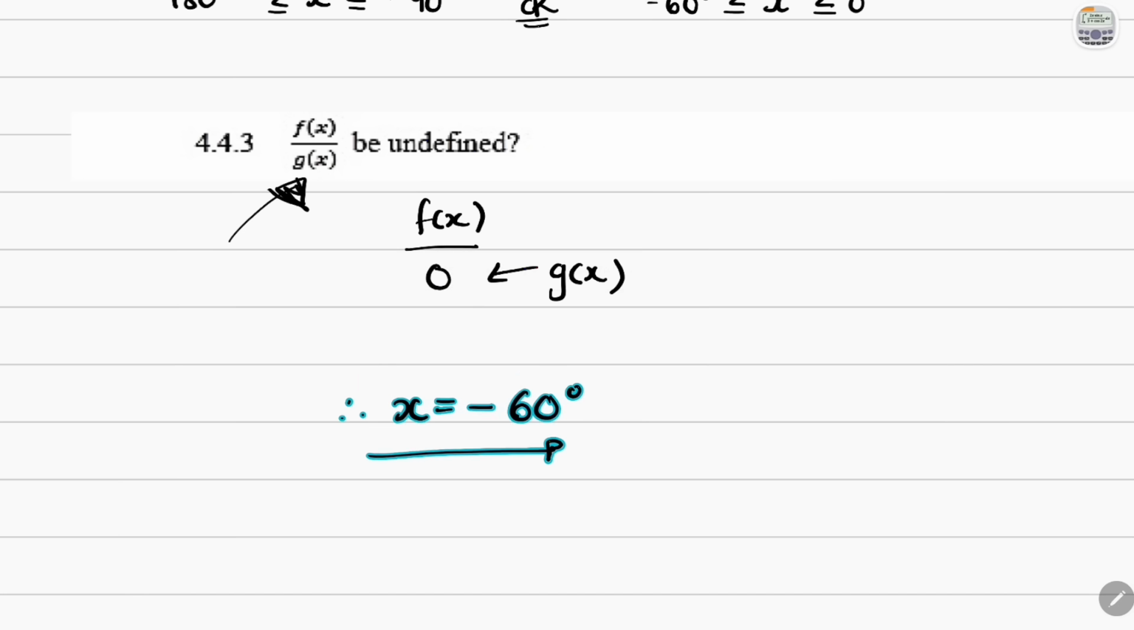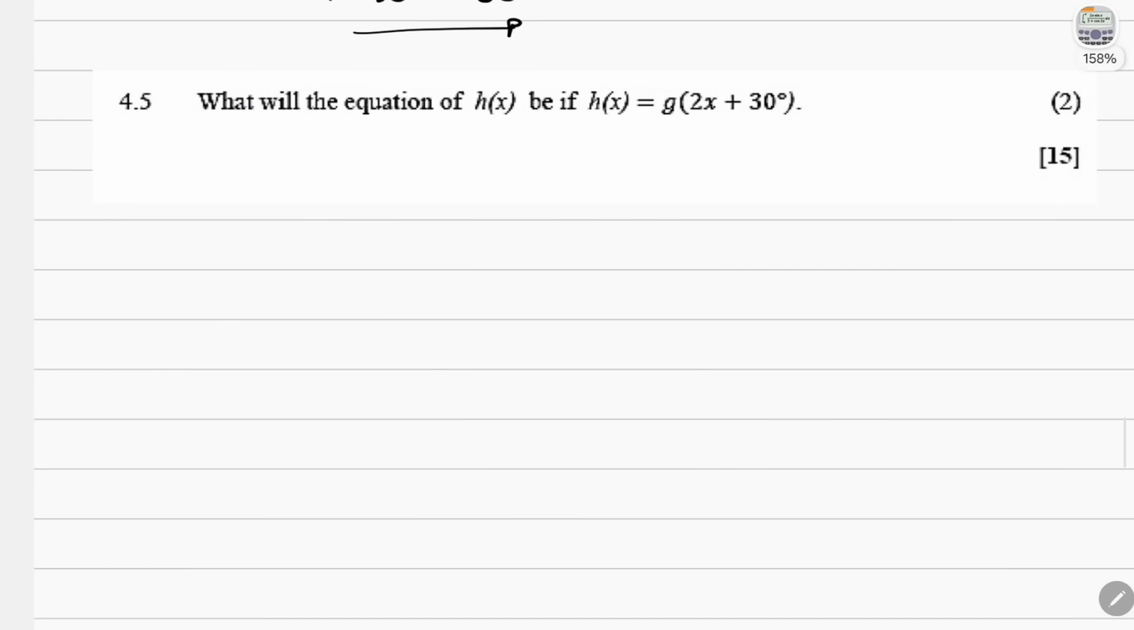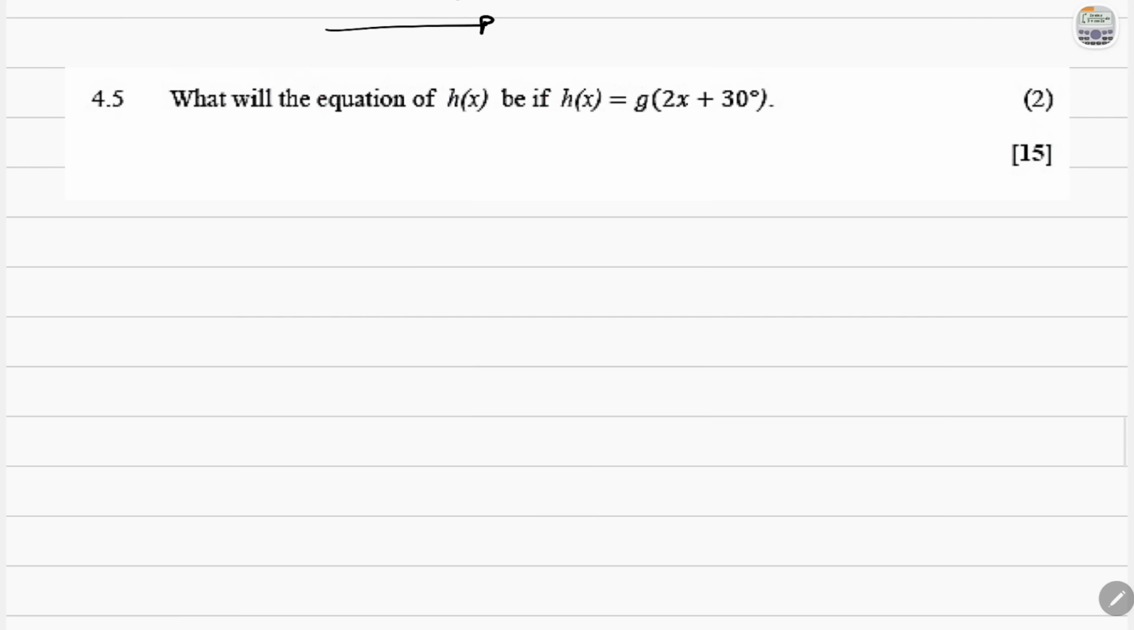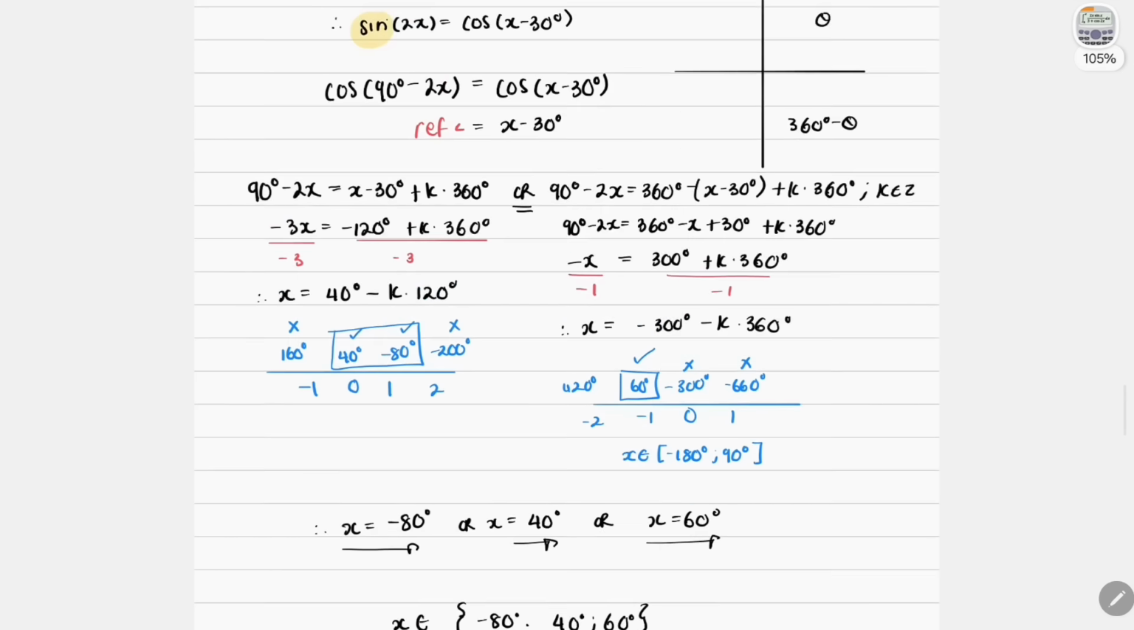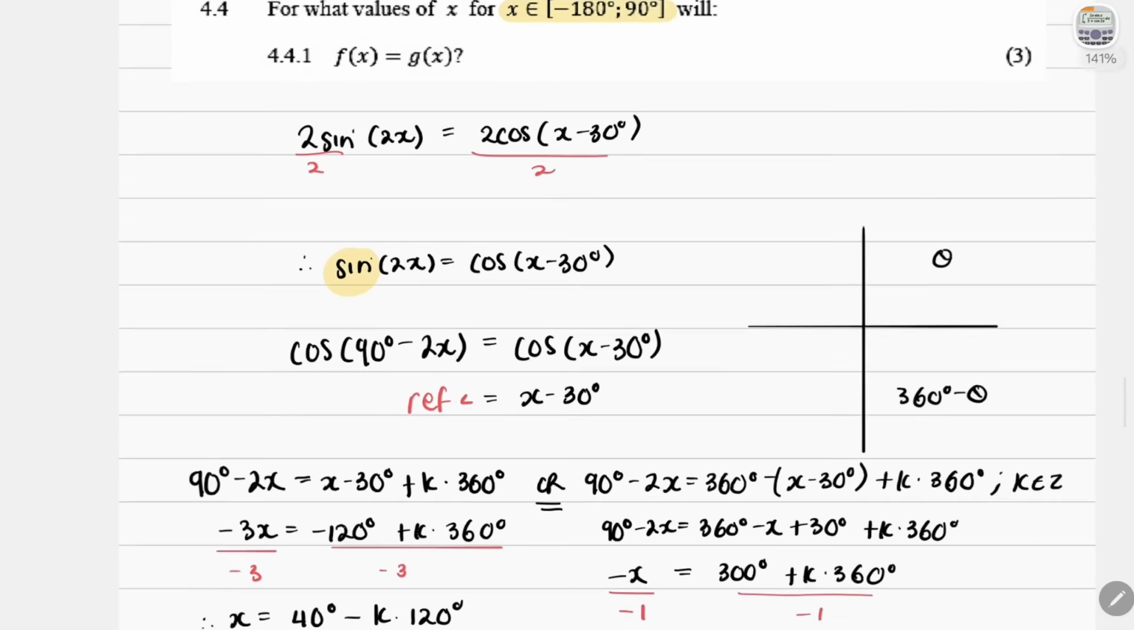Moving on to the next question. Question 4.5 says, what will the equation of h of x be if h of x is equal to g of 2x plus 30 degrees? So something is applied to g and it creates this new graph h. Just think about what g of x looked like. G of x just said g of x. But now do you see that in place of x, they have substituted 2x plus 30 degrees. And that's all you're going to do. Wherever you see x in the equation of g, replace it with 2x plus 30 degrees. So let's go ahead and take the graph of g of x, which we already had over here.